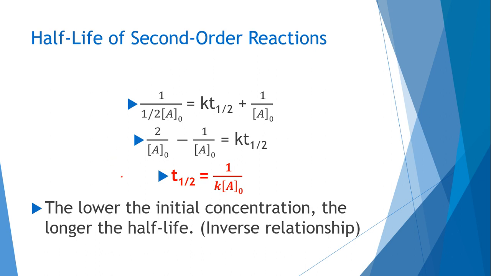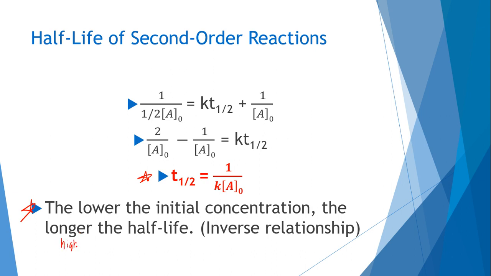When we substitute these values in, it's already bolded in red what I will give you on your test. Your half-life for a second order reaction actually equals 1 divided by your rate constant, which is K, times your initial concentration, which is A to the 0. One thing I also want you to know is that with second order reactions, typically the lower the initial concentration, that means the longer the half-life.